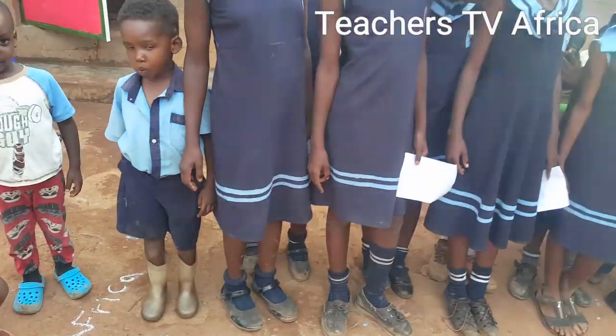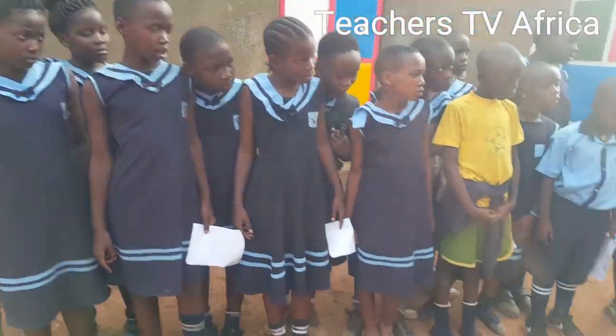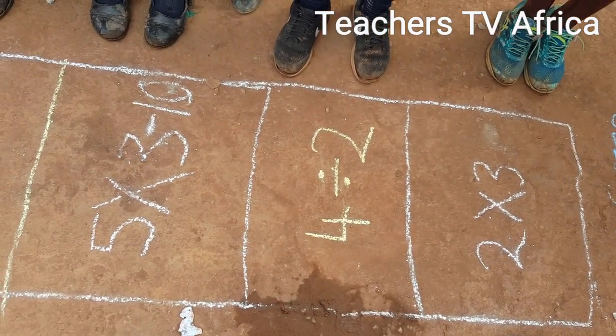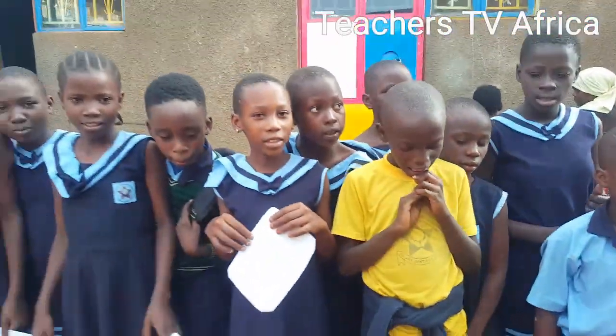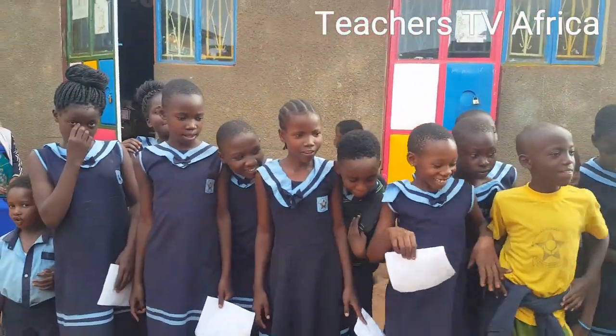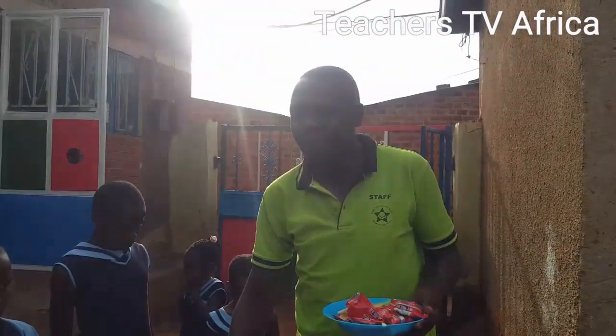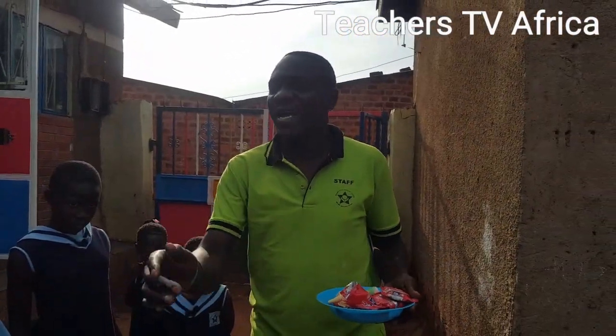Like this is 2 times 3. 2 times 3 will be 6. I can clap. 1, 2, 3, 4, 5, 6. You do what you want. Are you together? Or you can dance 1, 2, 3, 4, 5, 6. Then 4 divided by 2. Like that, you give us the answer.